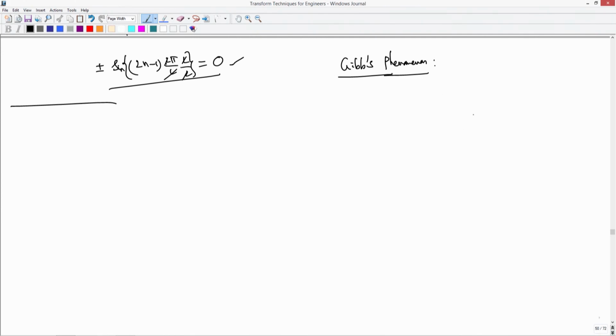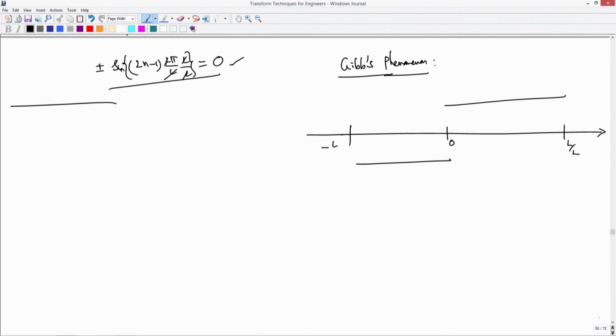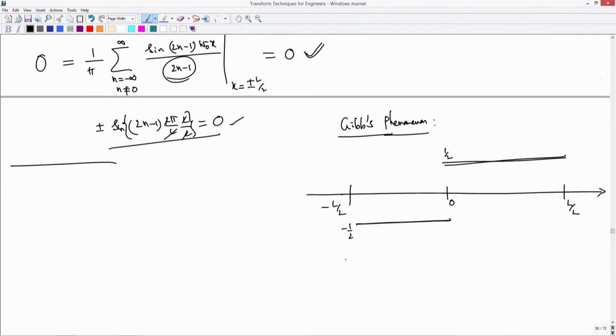Gibbs phenomenon, what you are trying to see is, this is your function, this is your x axis, this is your L by 2, this is your 0, and this is your minus L by 2. This is your minus half and this is your plus half, which is a constant function. Now, what is your Fourier series? 1 by pi, sigma n from minus infinity to infinity, n not equal to 0. So, this is your Fourier series.